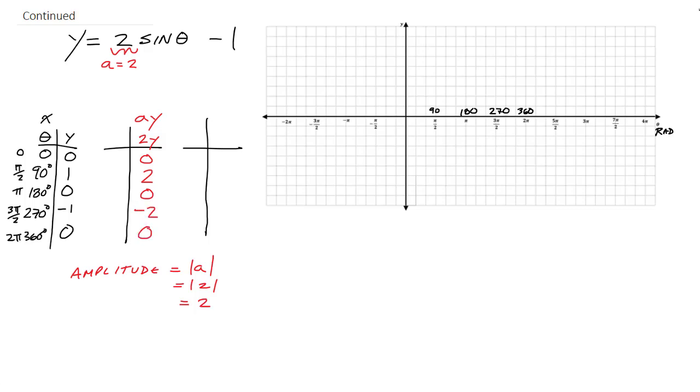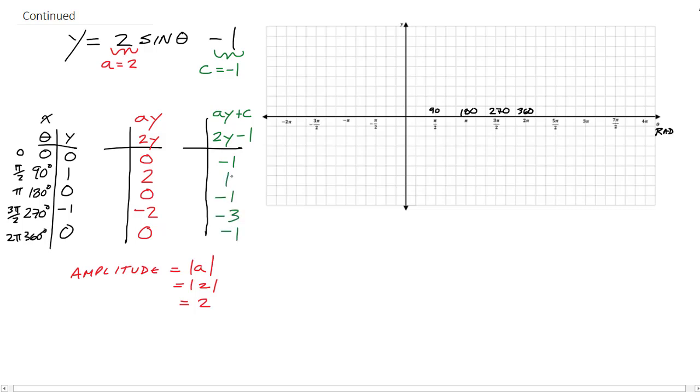All right, let's do the y coordinates. Let's do the vertical displacement or vertical transformation or vertical translation, right? All these different names. And that is c. C equals -1. So what are we going to do? We're going to take our y's from before and we're going to add c. So in this case, 2 times y, we're going to add -1. So 0 minus 1, 2 minus 1, 0 minus 1, negative 2 minus 1, 0 minus 1. So notice how our middle was at 0, now it's at negative 1.